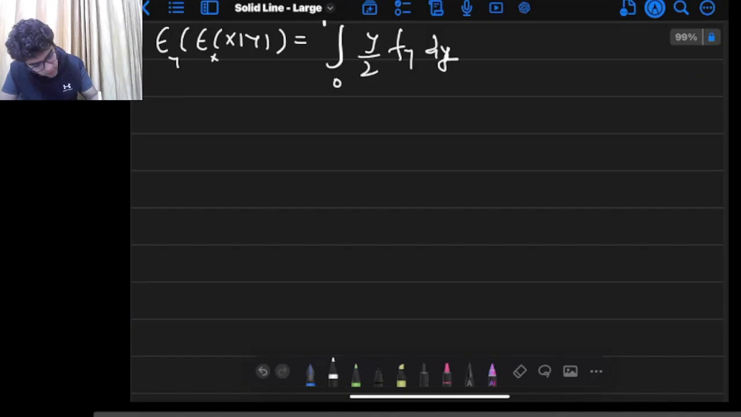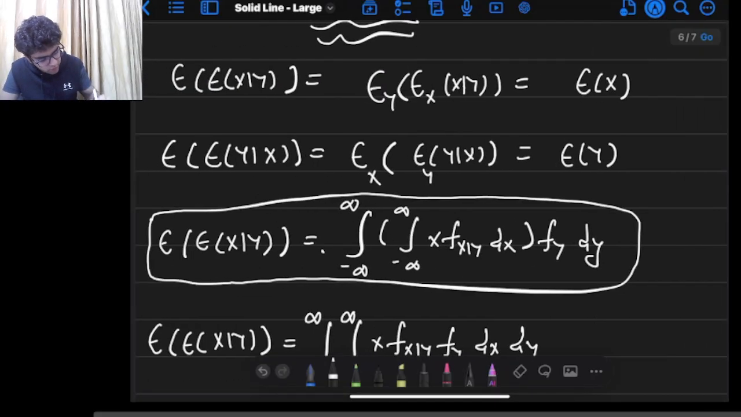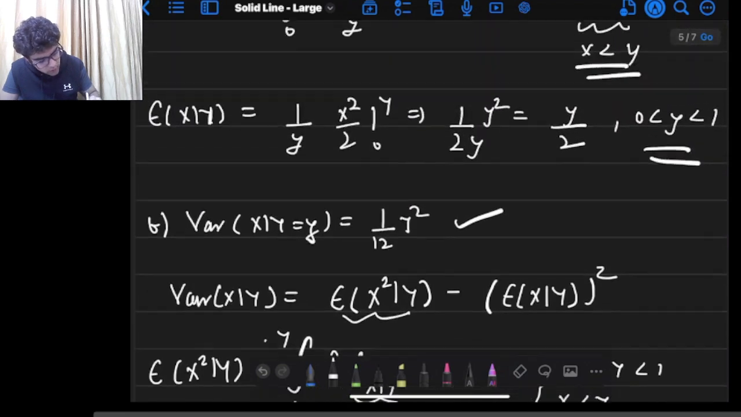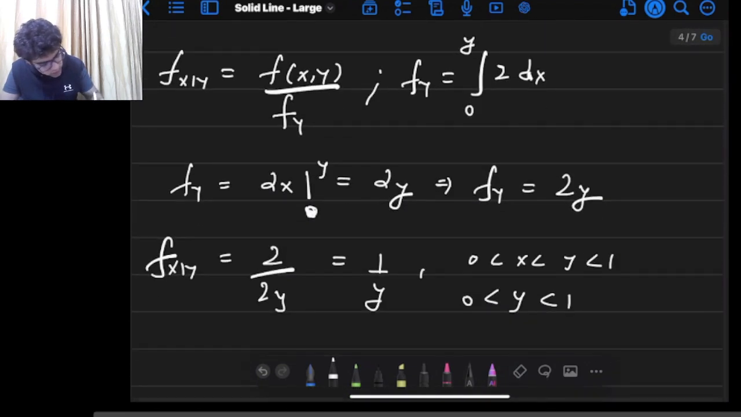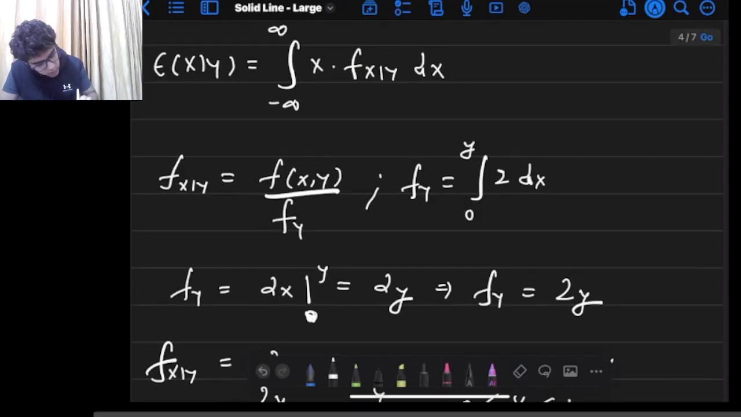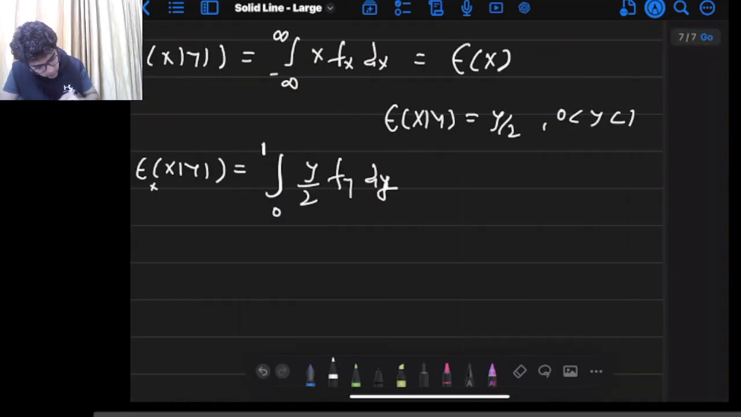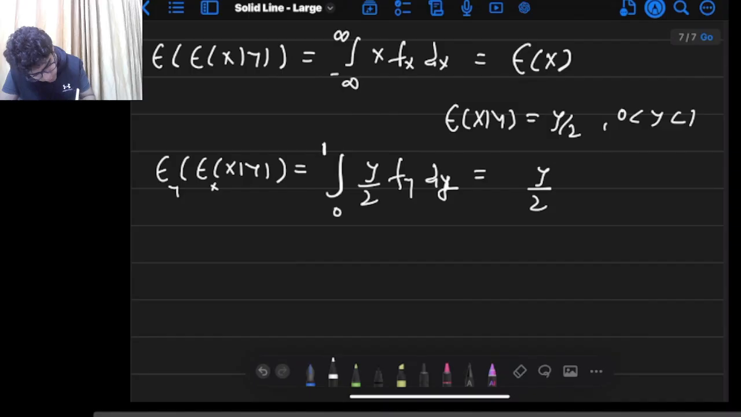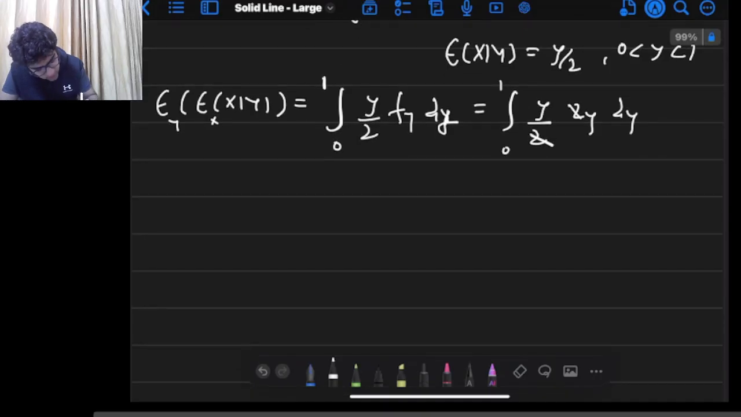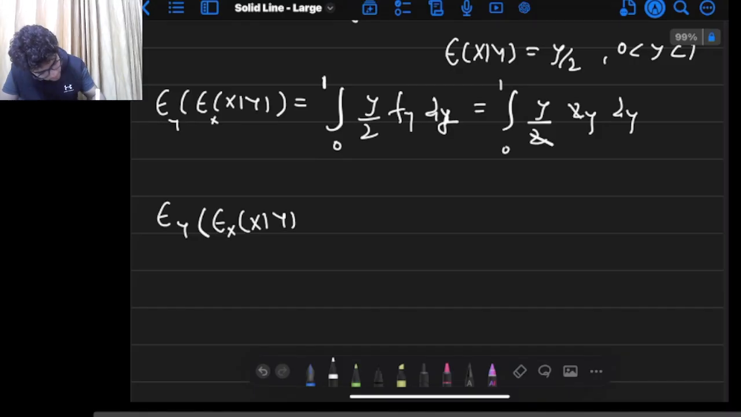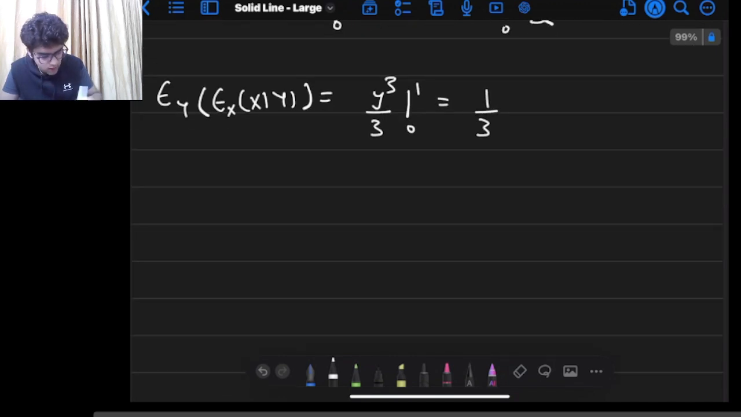right? And f of y, what was the value of f of y? The value of f of y that we computed earlier was this. Yes, this was 2y, right? So f of y is 2y. So this becomes y by 2, 0 to 1, 2y dy. So 2 and 2 get cancelled, and this ultimately gives me y square, so y cube by 3, 0 to 1, which means that I have 1 by 3. This is 1 by 3.